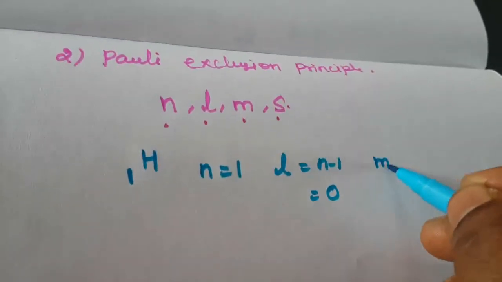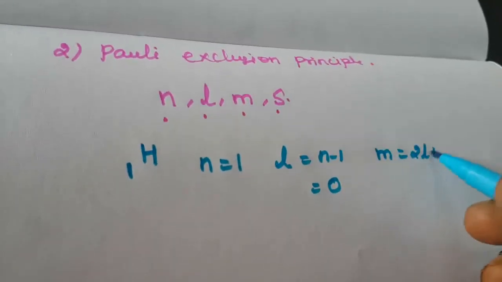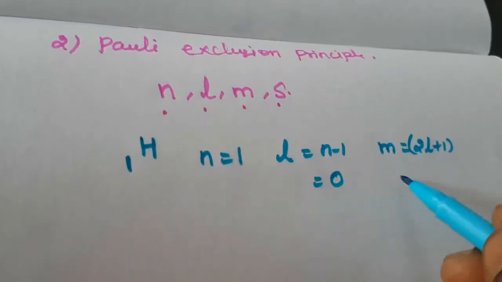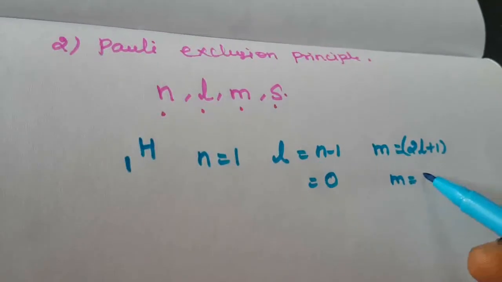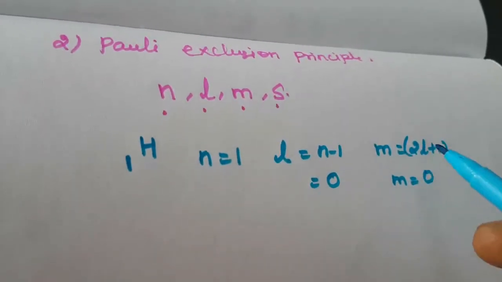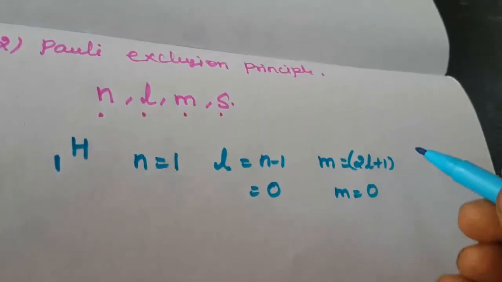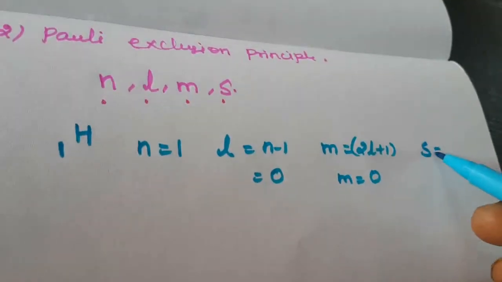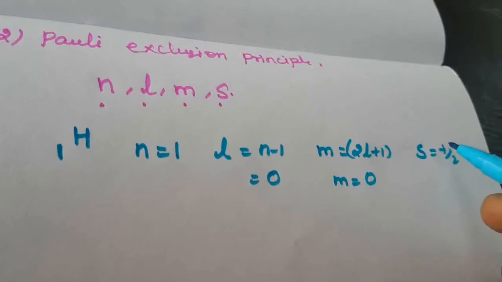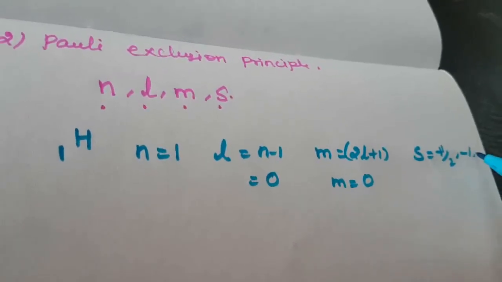What is the M value? M is equal to 2L plus 1. What is that value? This is also M is equal to 0. What is the first value of M? That is the 0 value. M is equal to 0. And again, another one, the S orbital. An S orbital can contain plus and minus spin. Okay, that is the minus.